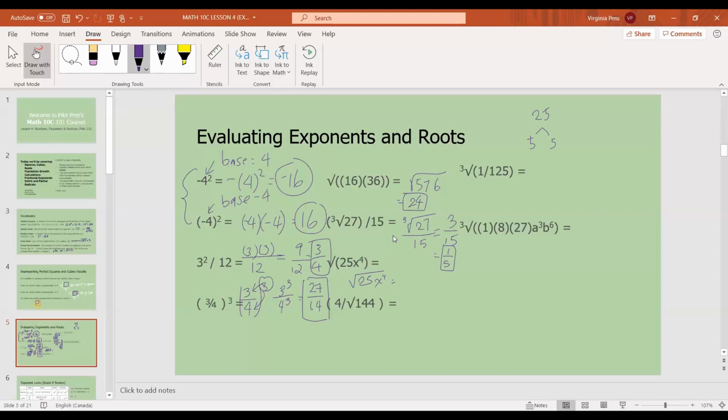That looks like a Japanese character. Okay, so 25 can be broken down into 5 times 5, but x to the 4th is broken down into 4 x's. X times x times x times x.